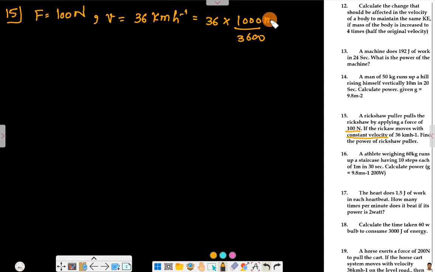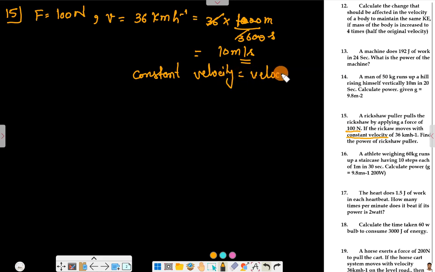Kilometer will be equal to 1000 meter and per hour is divided by 3600 seconds. So 10 remains as it is, 36 gets cancelled and the answer is 10 meter per second. And there is one more thing which you have to look at very carefully. It is mentioned as constant velocity. It means velocity is not changing.